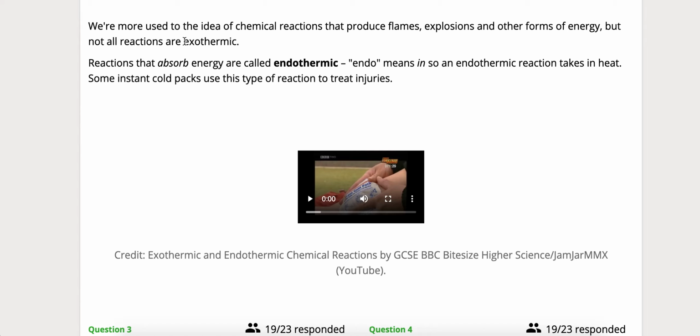We are more used to the idea of chemical reactions that produce flames, explosions, and other forms of energy. But not all reactions are exothermic. Reactions that absorb energy are called endothermic, where the word endo means in or inside. So an endothermic reaction takes in heat, so it absorbs heat from its surroundings to the body.